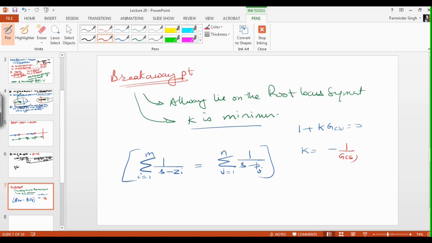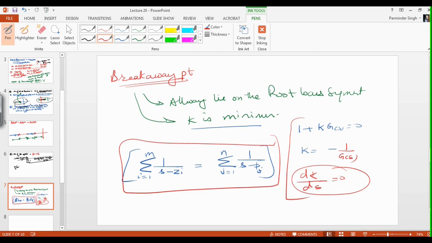So what will be k minimum? dk by ds will give you your k minimum. So you can use this method, or you can use the other method, to determine your breakaway point. Clear? So these are certain rules which you should remember while plotting the root locus.